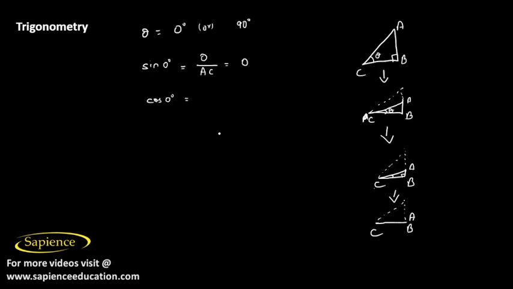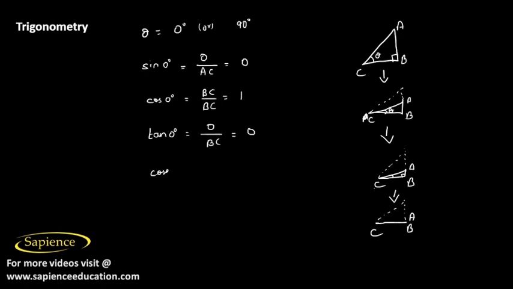Now cos 0. Cos of 0 degrees will be the side adjacent. So in this case BC divided by the hypotenuse, and hypotenuse is also BC. It was AC, but as we reduce the angle, the side AC has become the side BC now. So this can also be written as BC. Both of them will get cancelled and we will get the ratio of cos 0 as 1. Now tan 0. For this we need to find the opposite side, which is AB, and AB is 0 divided by the adjacent side BC, and 0 by any number is 0. So tan 0 is also 0.